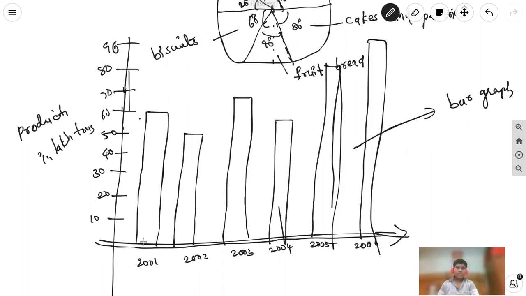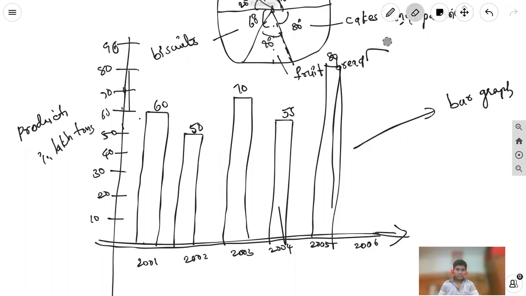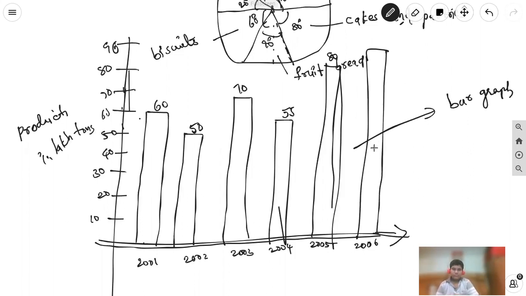From the problem, in 2001 the production is 60 tons. In 2002 the production is 50 tons. In 2003 the production is 70 tons. In 2004 the production is 55 tons. In 2005 the production is 80 tons. In 2006 the production is 85 tons.